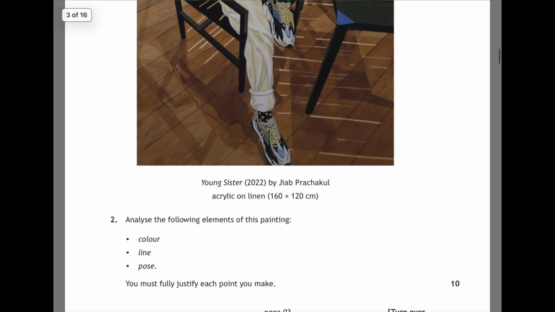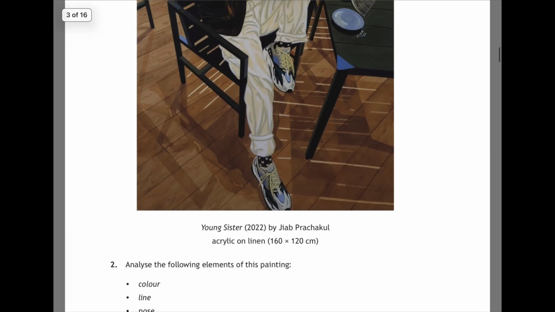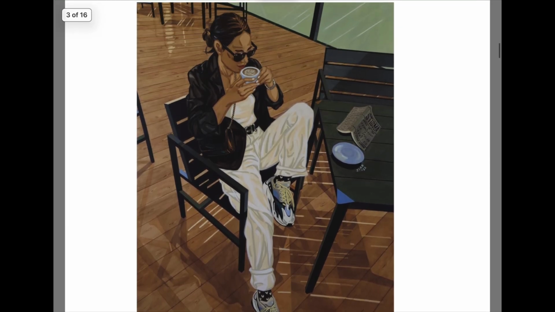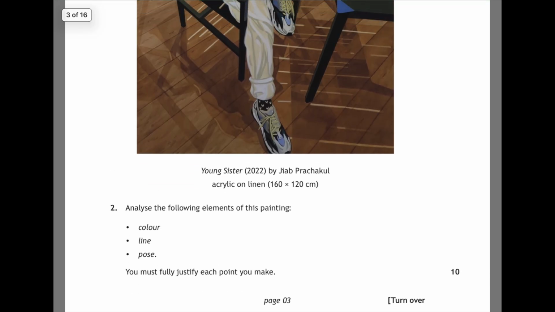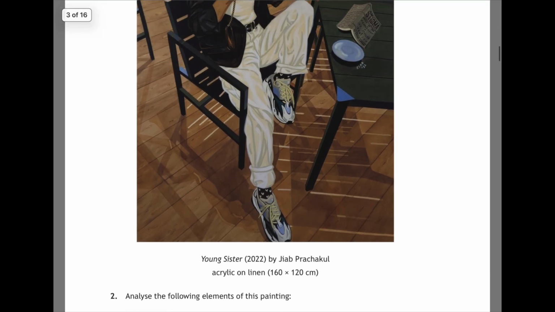So, in this painting, it's called Young Sister and was created in 2022, and I know that it's acrylic paint on linen. My first prompt that I have been asked about is colour. Now, what's really, really important when it comes to talking about the prompts is making sure you're making it very clear which prompt you're discussing in your answer, and please try to make your answers follow the format of point, evidence and explain, which I'm sure you will have been doing with your teacher in class.